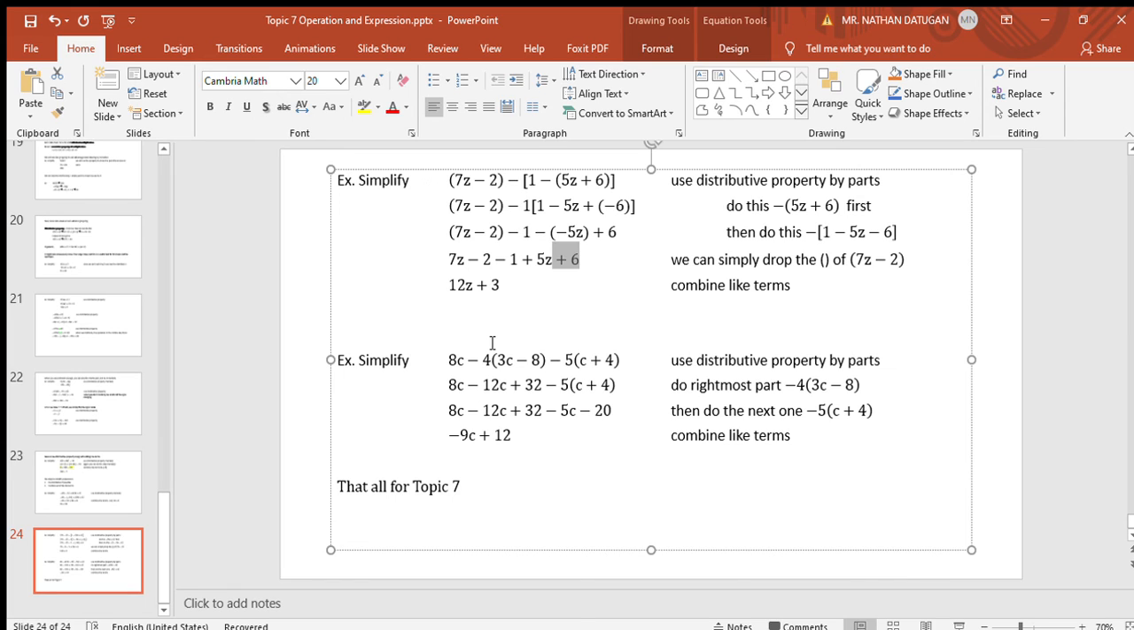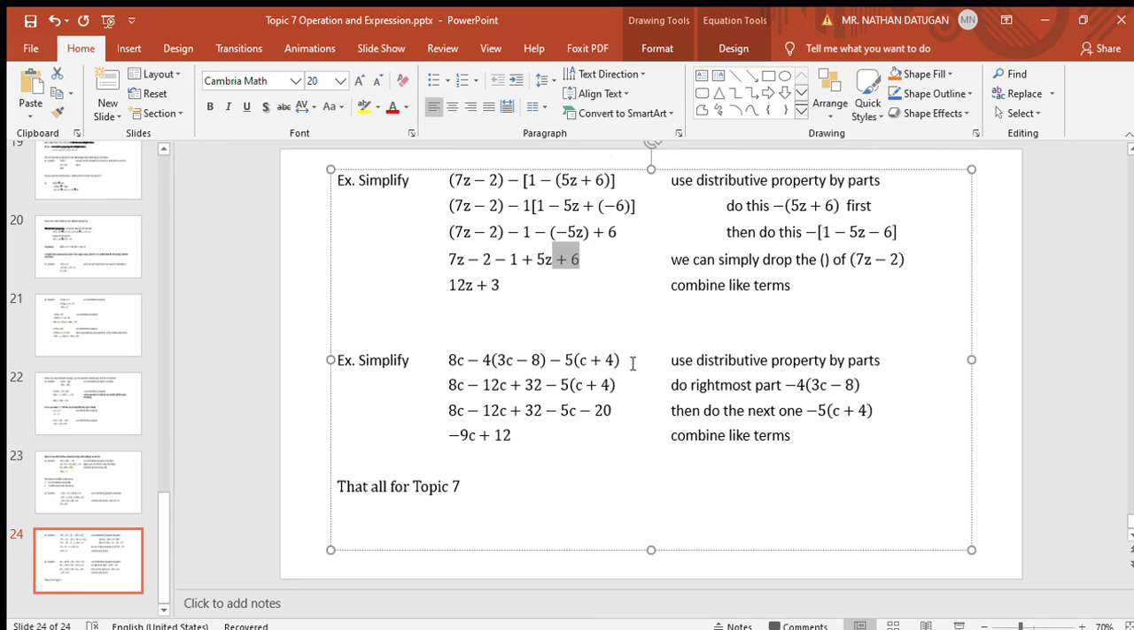And the last example for topic 7 is 8c, we'll start this part. c plus 4 multiplied by 5 subtracted from 3c minus 8 times 4 subtracted from 8c. So that's basically how you say it.